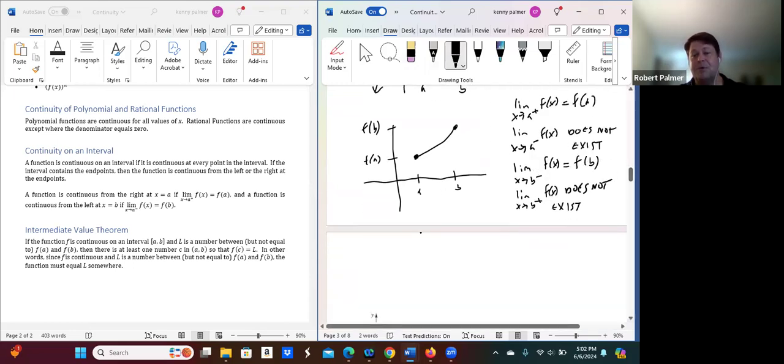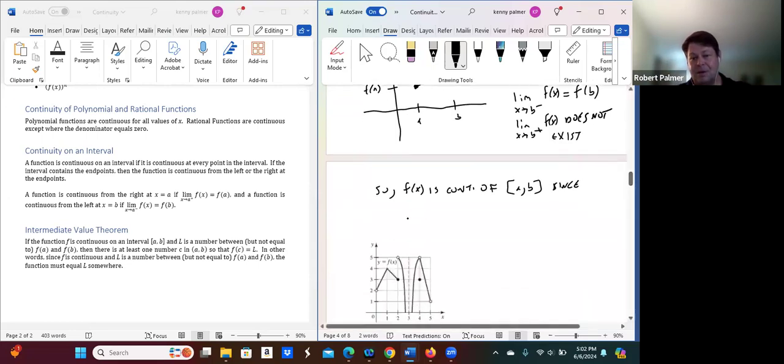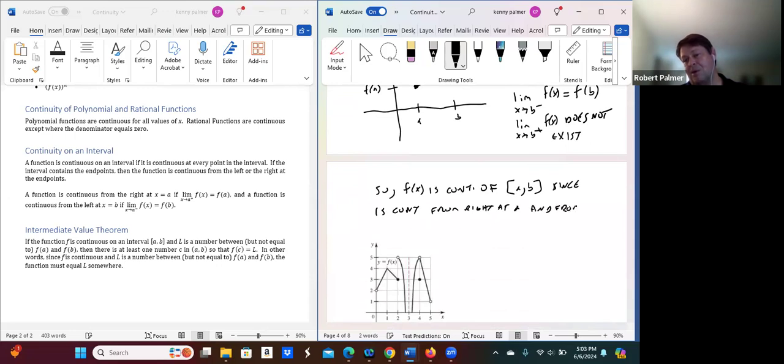Okay. So since both those exist, what we can say then is that f of x is continuous on the closed interval a to b, since f is continuous from the right at a and from the left at b.